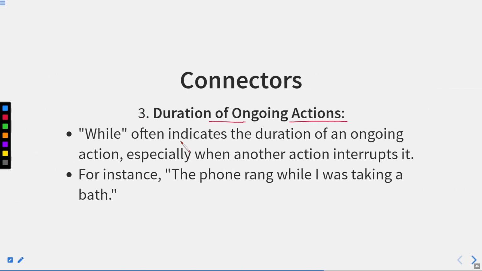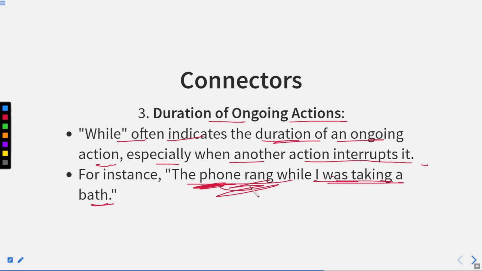Duration of ongoing actions. While often indicates the duration of an ongoing action, especially when another action interrupts it. For instance, the phone rang while I was taking a bath. Okay. So you can say that this phone rang while I was taking a bath. So this action was going on when this happened, and this interrupted the bathing of this person.